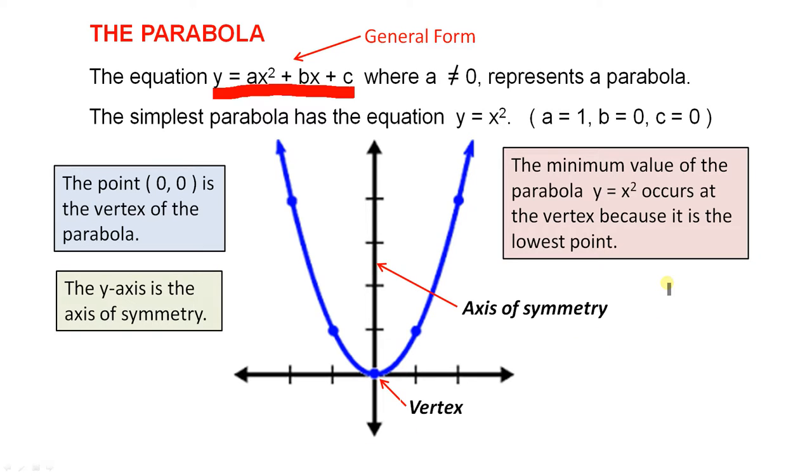The minimum value of the parabola y equals x squared occurs at the vertex because it is the lowest point. So here, you can't go any lower than that point there on the parabola. So that is the minimum value, and it occurs at the vertex.